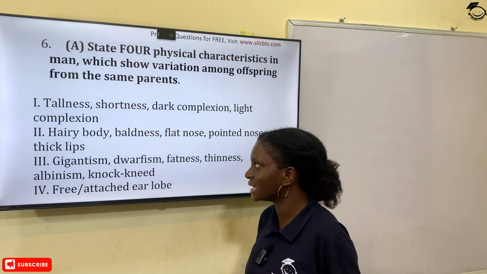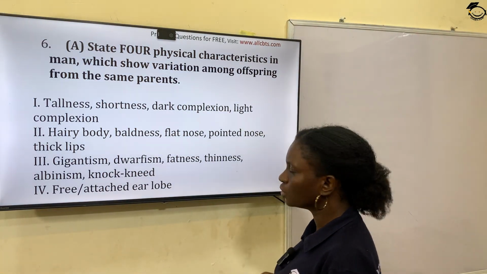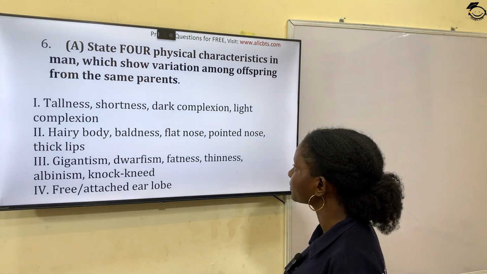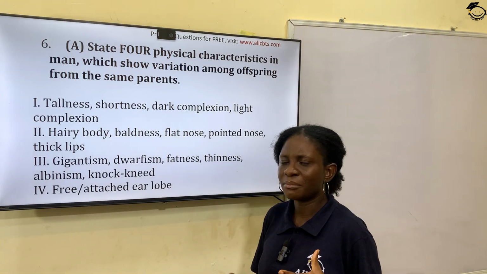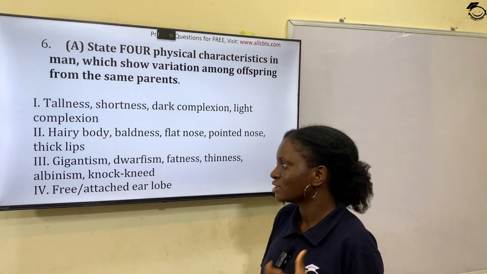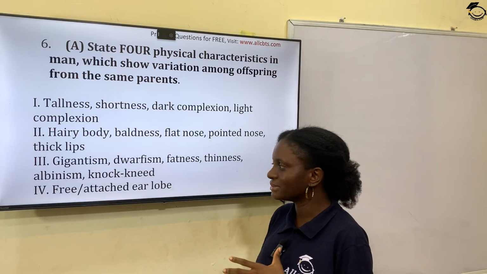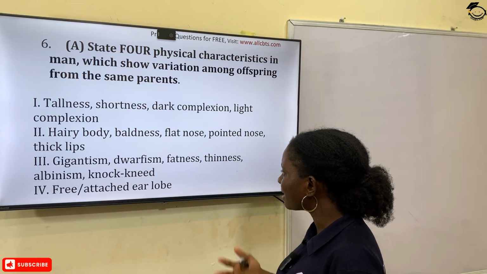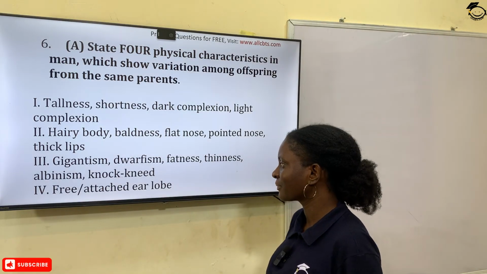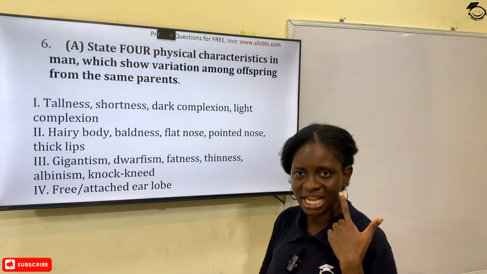One, tallness, shortness, complexion, dark complexion, light complexion. Then you have baldness, the nose, the shape of the hair. Some people are hairy, you see some they are not. Then dwarfism, fatness, thinness, albinism. Then you have attached ear lobe.